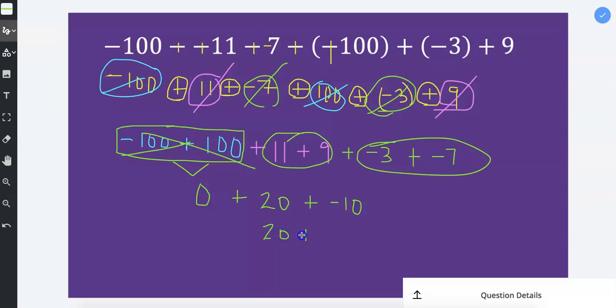And 20 plus a negative 10, well, signs are different, you subtract. We get 10, and we have more positives than negatives. So my final answer is a positive 10.